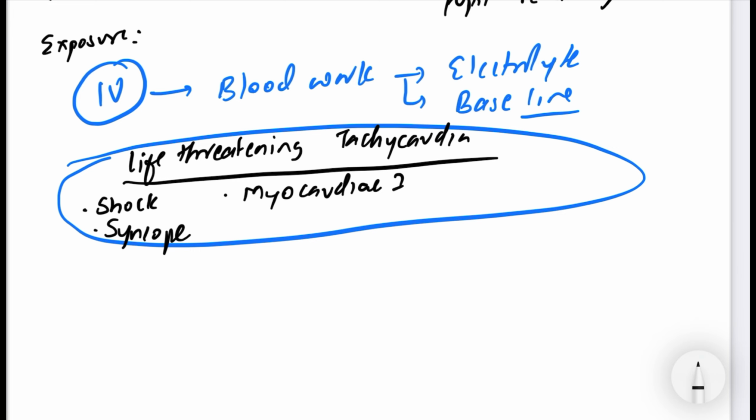By this time you have to do an ECG as well, and look for whether there is a sign of myocardial ischemia or not, or any sign suggestive of severe heart failure.